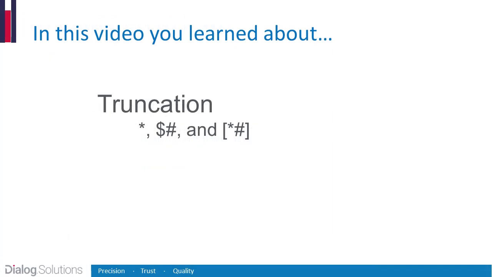So that's it. In part 2, you've learned about truncation, either using an asterisk for up to 10 characters or with limited character truncation using $number or asterisk number inside square brackets, and I've offered some tips about how to choose the best truncation for your search.